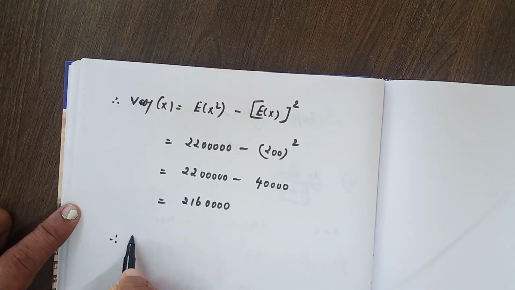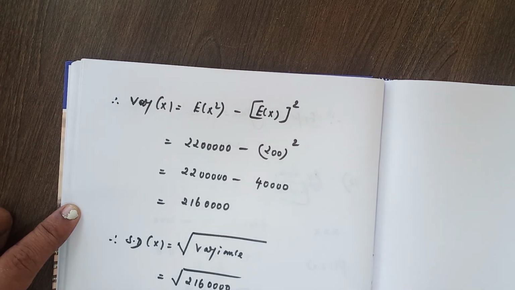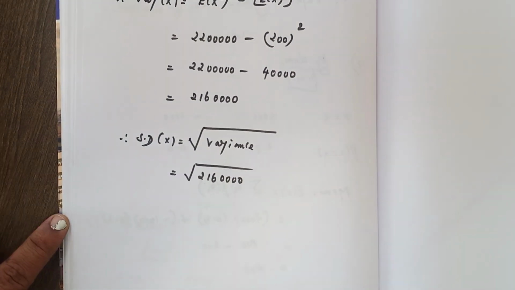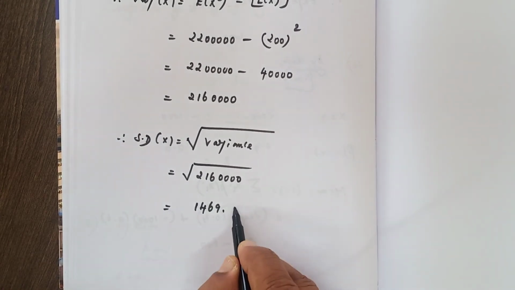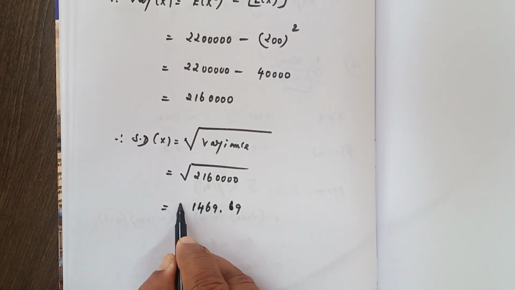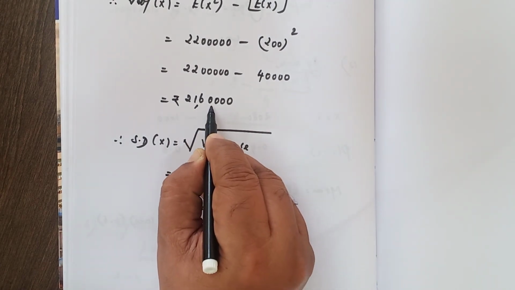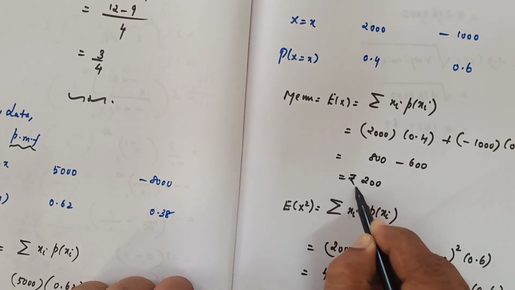Therefore, standard deviation of X is equal to, formula is square root of variance, that is square root of 216 followed by 4 zeros. Then you have to find out the square root. You will be getting 1469.69. You can verify with the calculator. The unit is rupees. Here also rupees 21,60,000. Here also I have to put the unit rupees, 200 rupees, that is the mean.